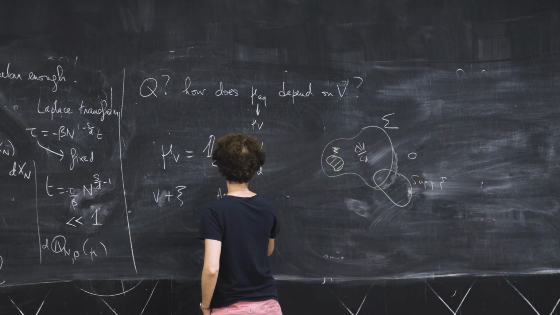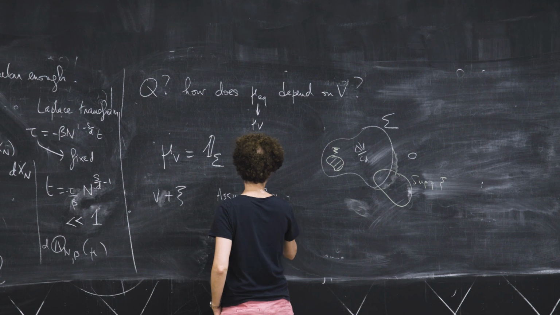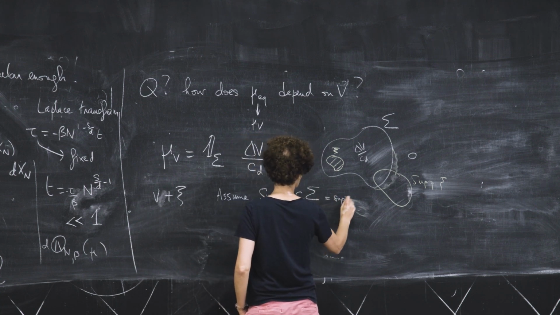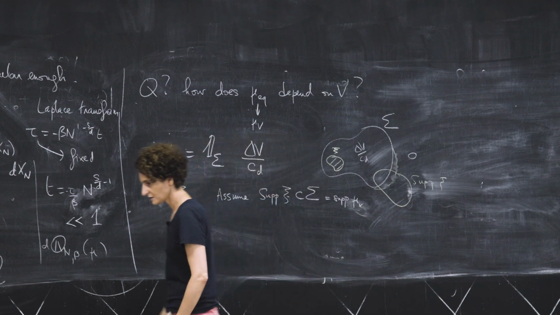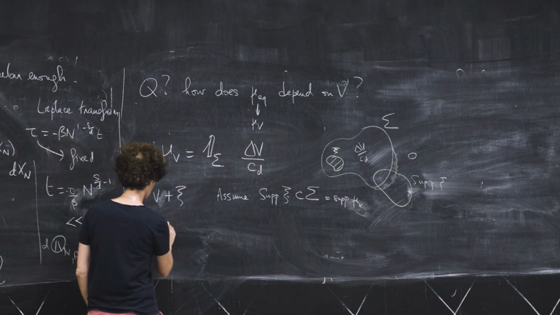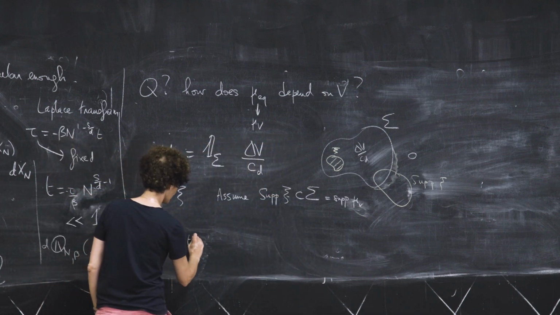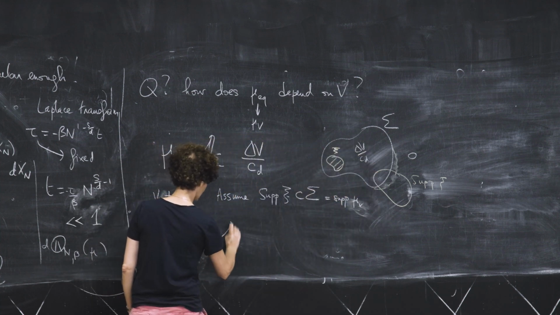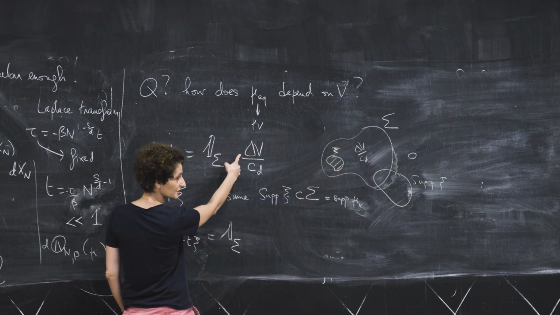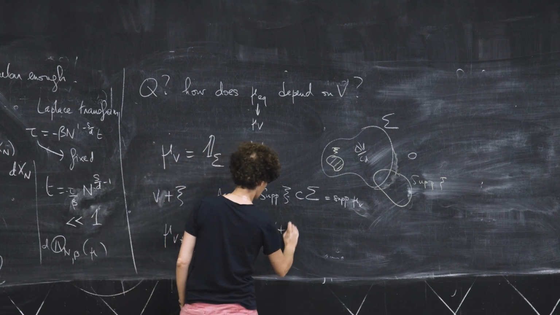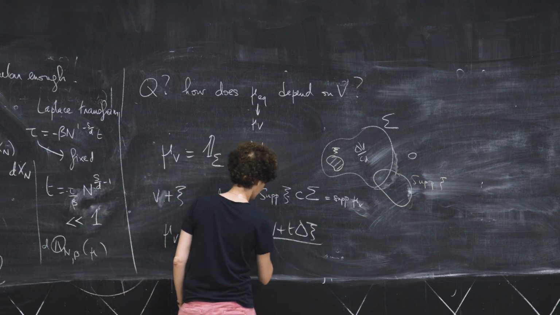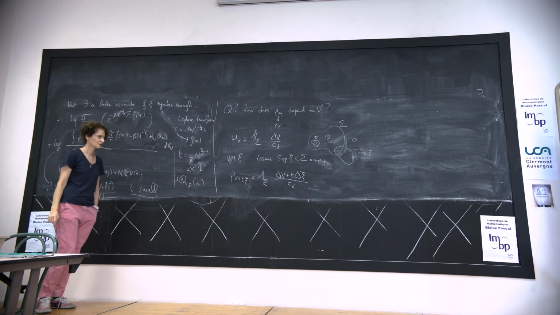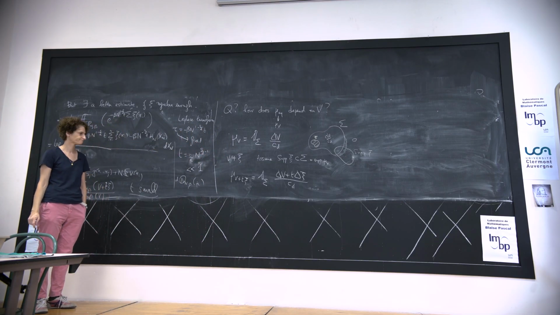Okay, so assume the support of xi is included in Sigma, which is the support of mu V. And then you can check, and it's not very hard to check, that in that case, the support doesn't change. So Sigma is going to remain the same. The only thing that's going to change is the V. It gets changed into, well, obviously V plus t xi. So that is the new equilibrium measure.